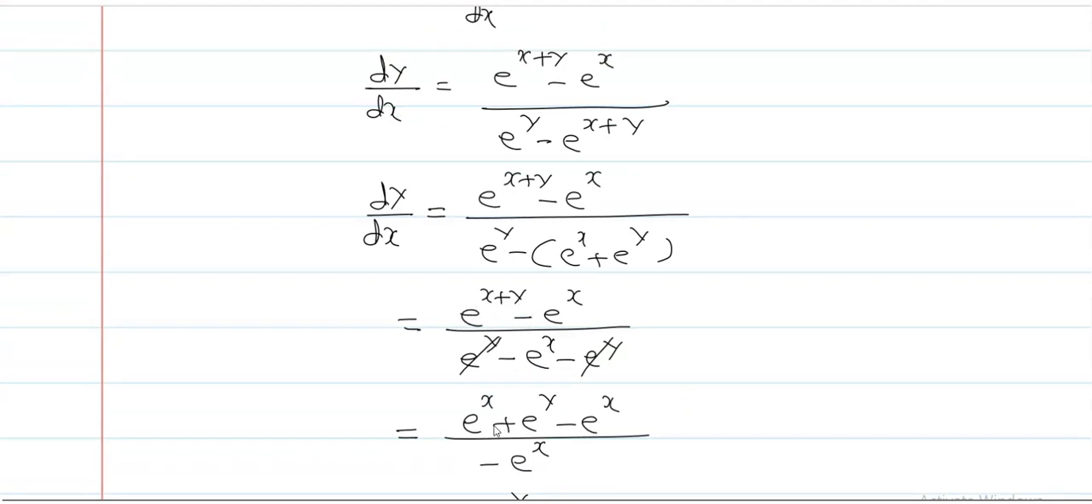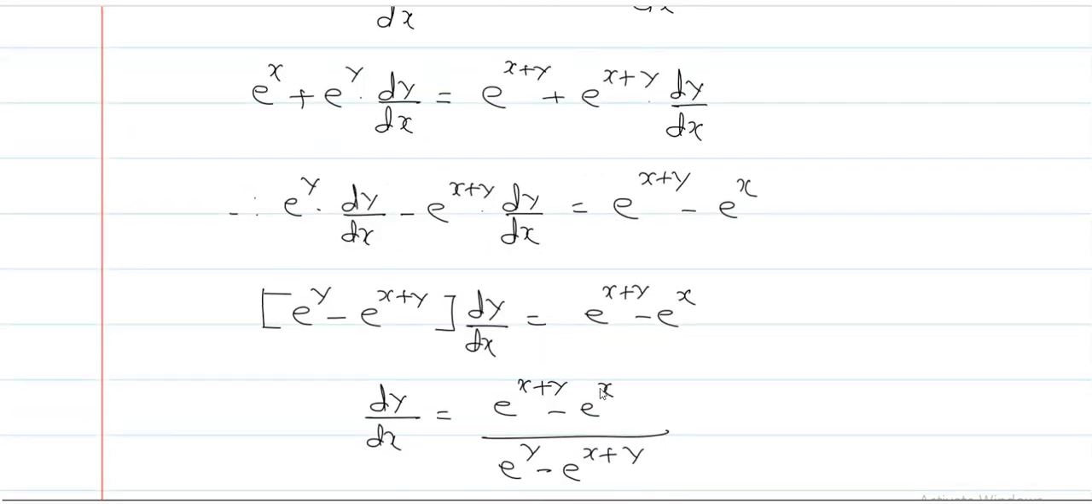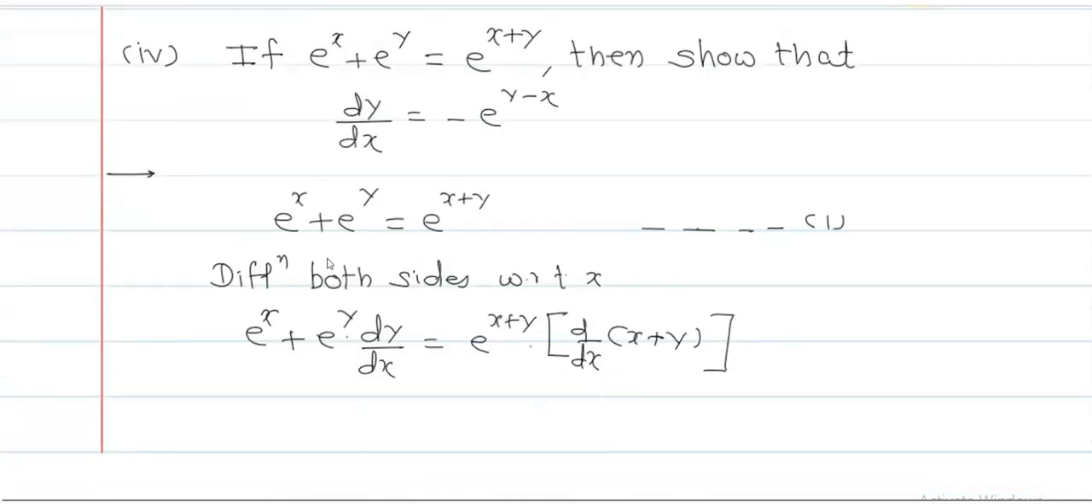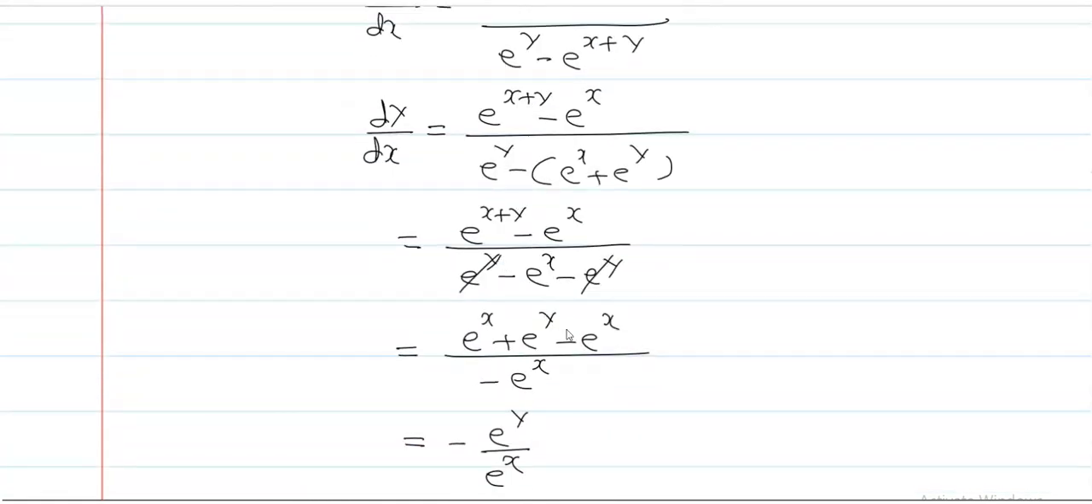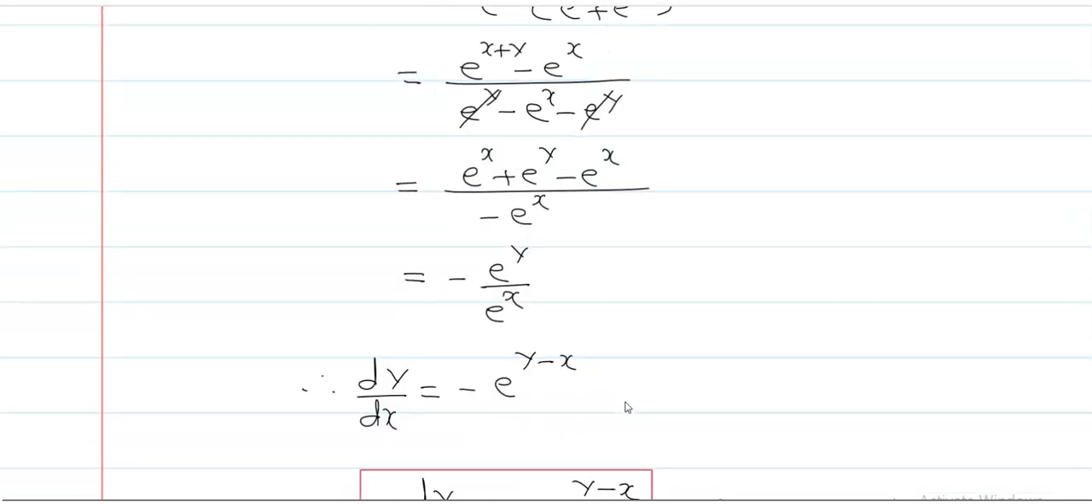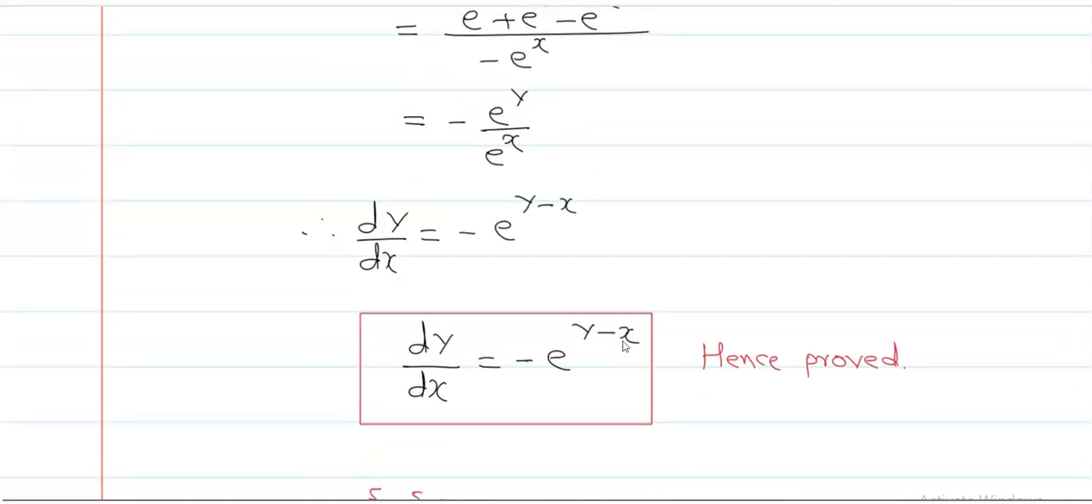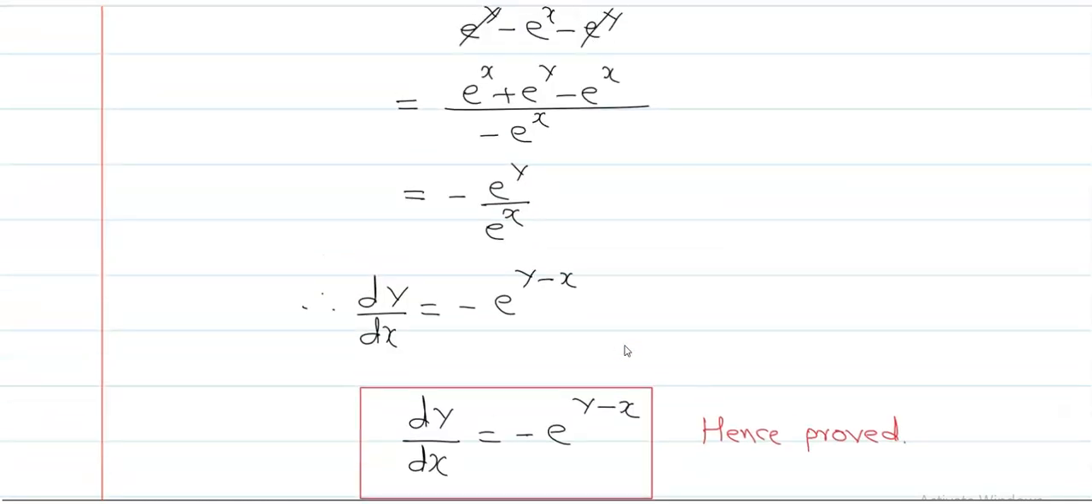e raised to x plus y is nothing but e raised to x plus e raised to y. That is why I am substituting here, and these two terms get cancelled. Therefore, minus e raised to y upon e raised to x. Therefore, dy by dx is equals to minus e raised to y minus x, and hence it is proved.